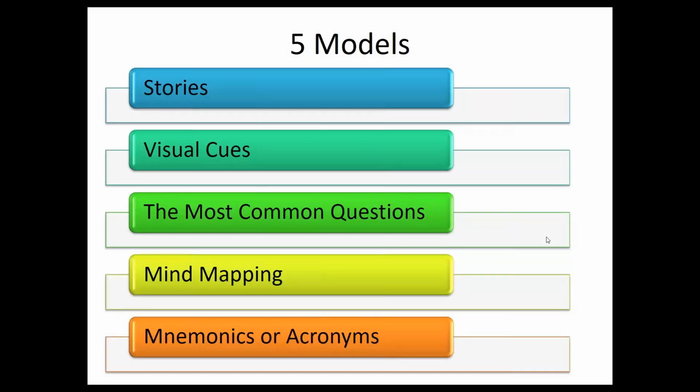So 5 models. Tell your stories. Your stories are your unique intellectual property. Your stories you know. You don't have to write your stories. You don't have to remember your stories. You don't even have to learn your stories.